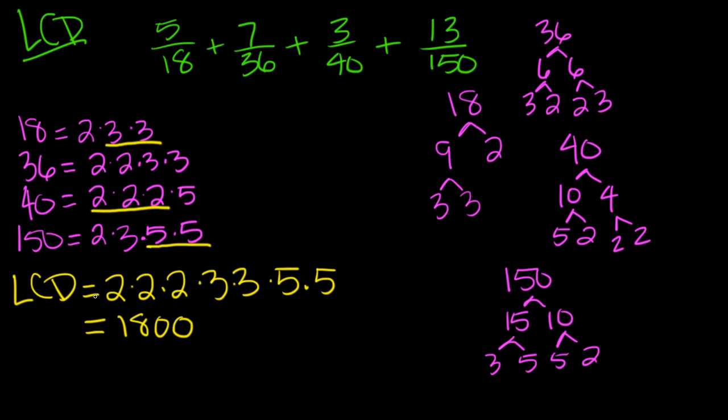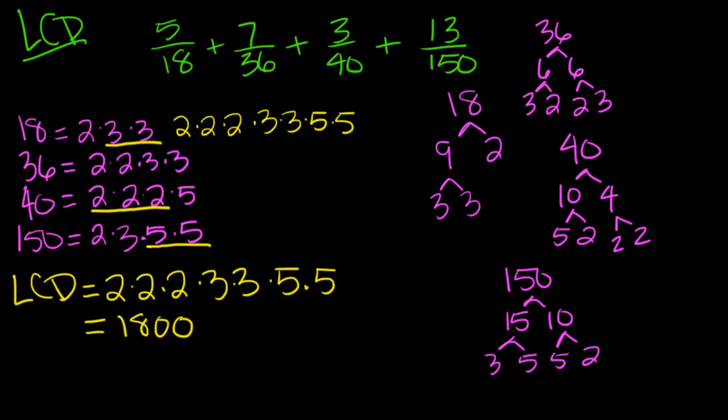But now here comes the next hard part. The next part is, okay, now that I know that my LCD is 1800, which is fairly big, right? I need to decide what I need to multiply all of these numbers by to get my LCD. Now that you've already done this work, it turns out that there's actually a very nice trick to making that really easy. So I'm going to write down my LCD up here in its primes. 2 times 2 times 2 times 3 times 3 times 5 times 5.